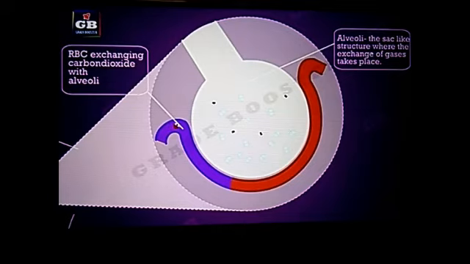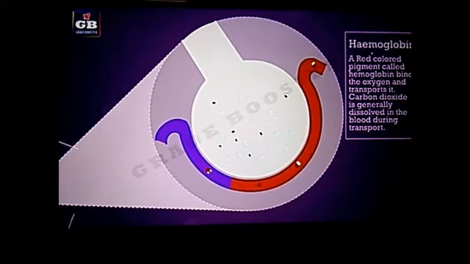The blood brings carbon dioxide from the rest of the body for release into the alveoli. The air in the alveoli is rich in oxygen. Now, the exchange of gases takes place between alveoli and blood by simple diffusion. A red colored pigment called hemoglobin binds the oxygen and transports it. Carbon dioxide is generally dissolved in the blood during transport.